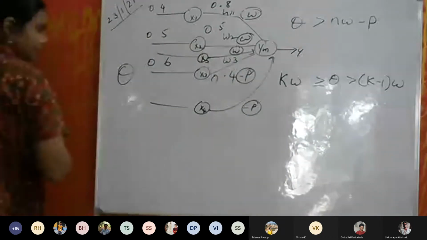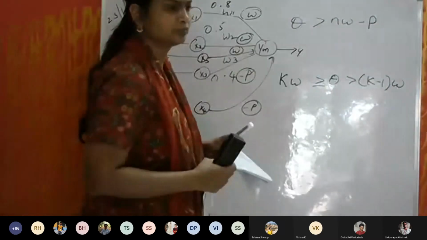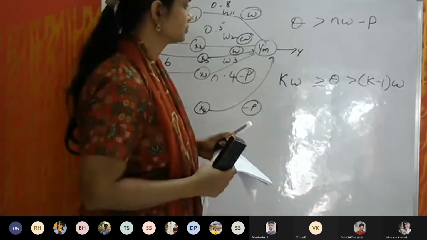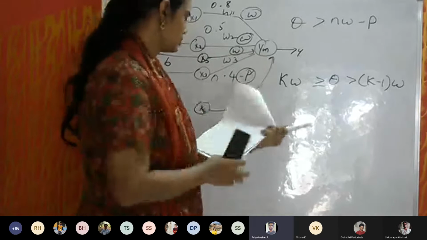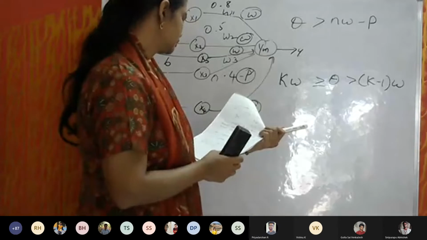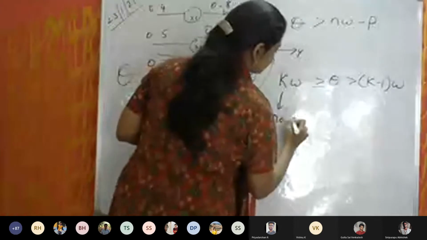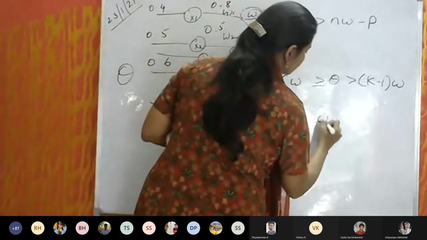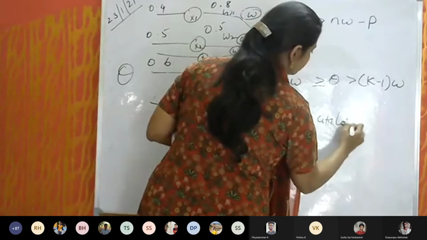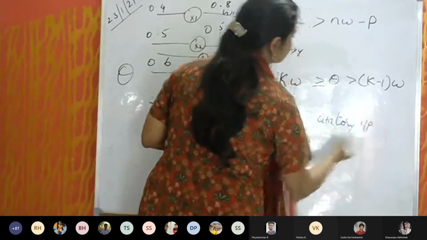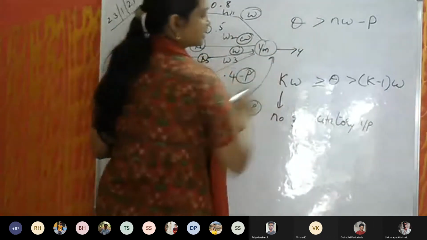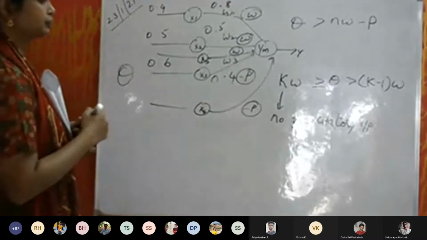Ma'am, what is K, ma'am? K is the number of excitatory inputs. This N and this K refer to the same thing.